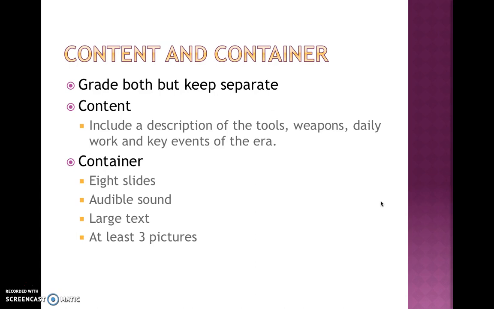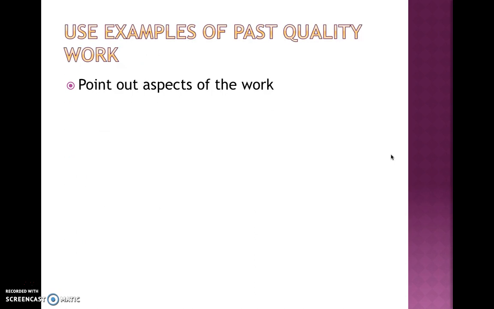So yeah, this is an example of content. Include a description of the tools, weapons, daily work, and key events of the era. That could be a history assignment or social studies. And then the container would be 8 slides, audible sound, large text, at least 3 pictures. So again, the container shouldn't be the main source of the grading, is what Doug Johnson is saying. Instead, he's saying that the content really should be the focus, and at least 75% of the grade should be the content itself, that students know what they're supposed to be presenting, they understand the subject area, and so forth. But he does say to grade both, just not equally.